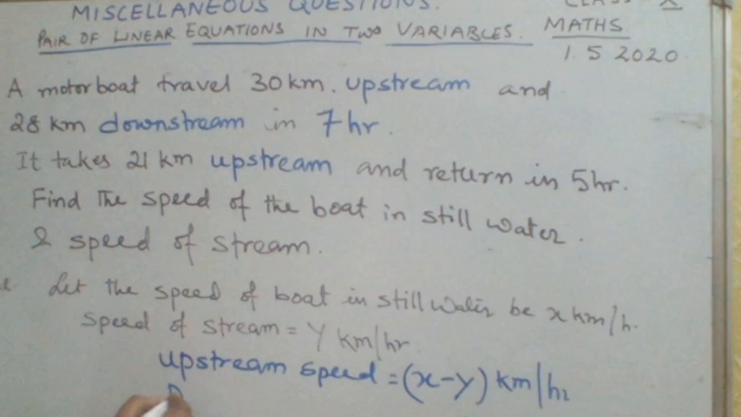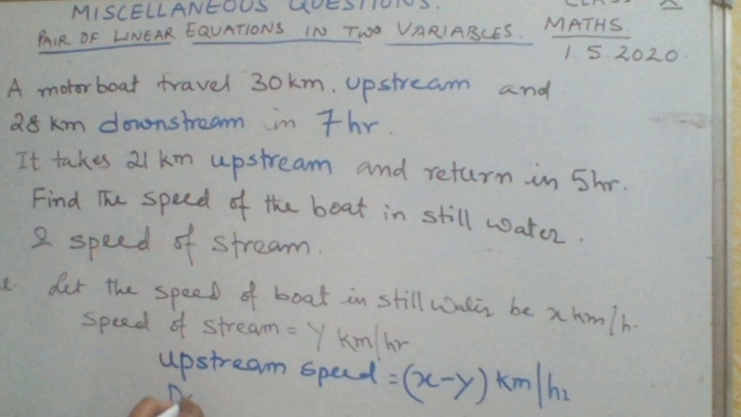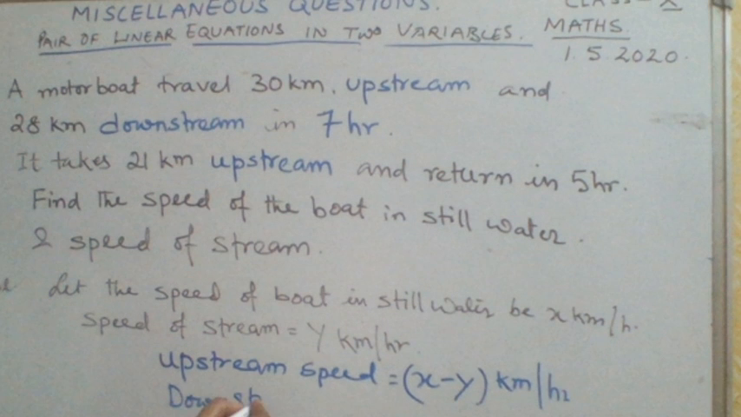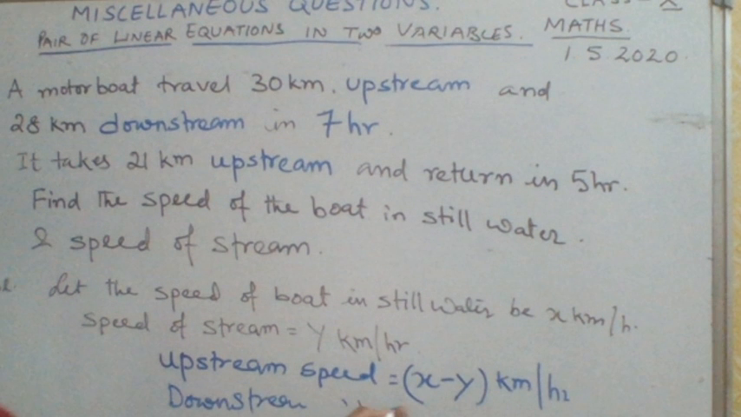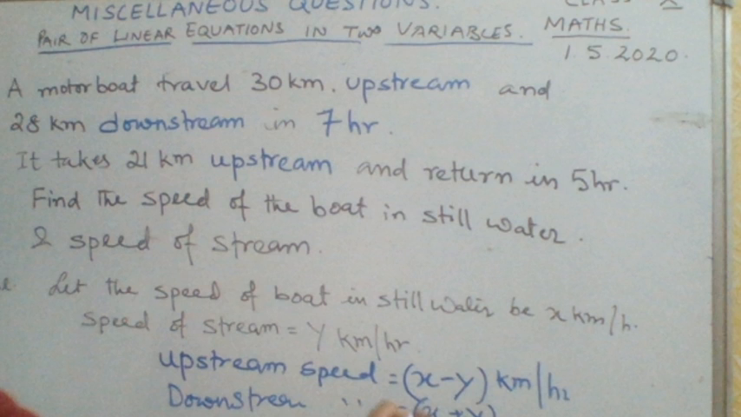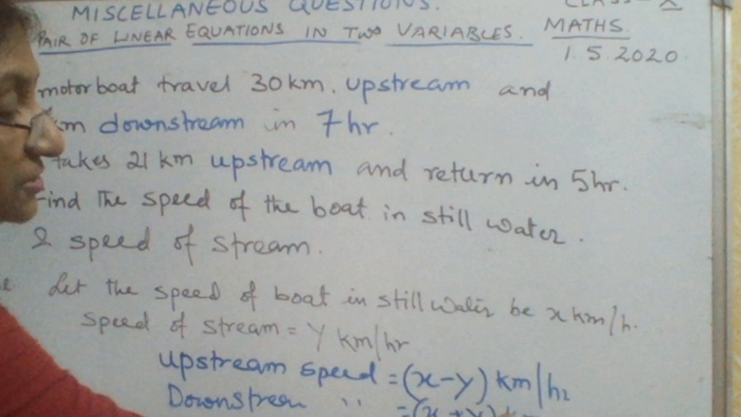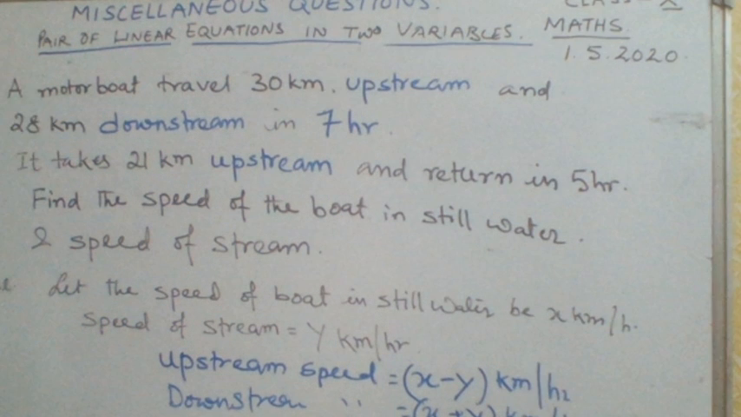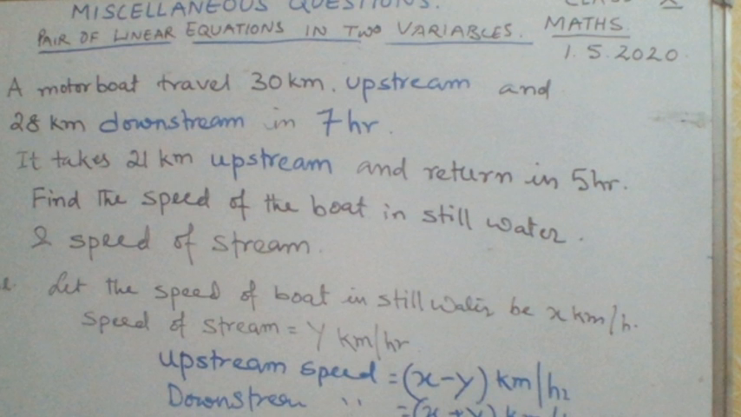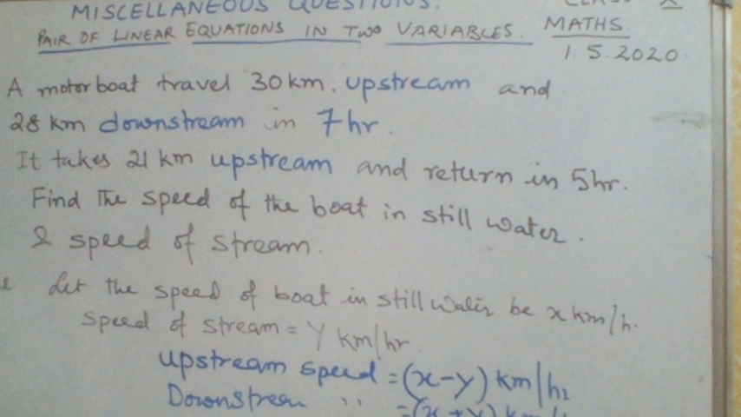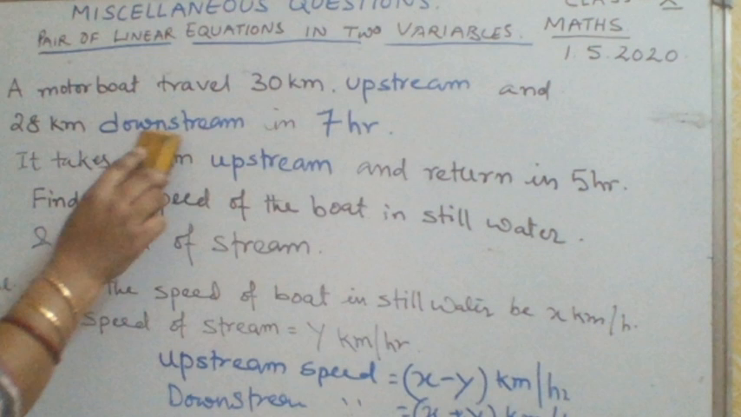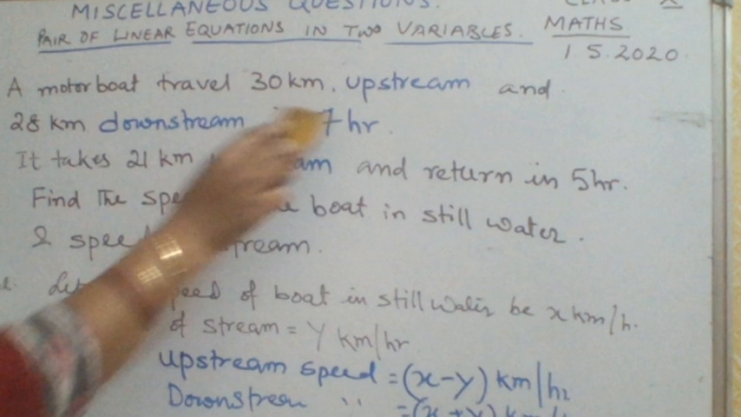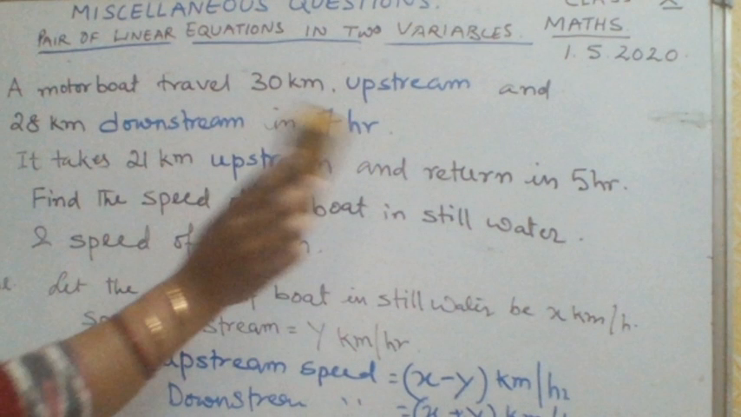Now downstream, the speeds are added. So this will be x plus y kilometers per hour. Fine. Now I hope you have noted down the question. The question is: 30 kilometers upstream and 28 kilometers downstream in 7 hours, and 21 kilometers upstream and return in 5 hours.